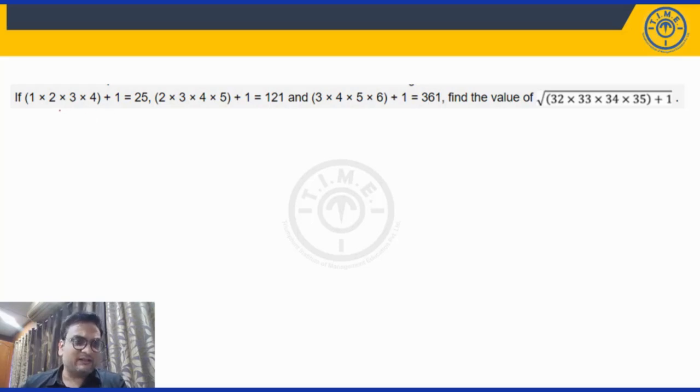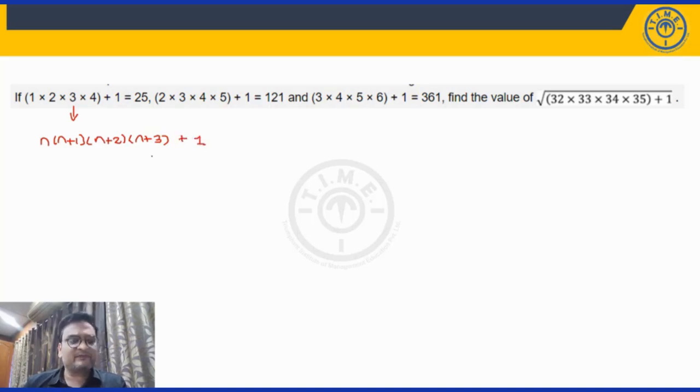When you look at this particular equation, 1 into 2 into 3 into 4, can we write down the general term as n into n plus 1 into n plus 2 into n plus 3, plus 1, of course? This is how we can write it down. Let's try to simplify this and see what we get.